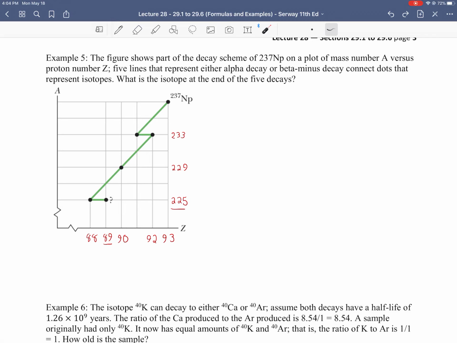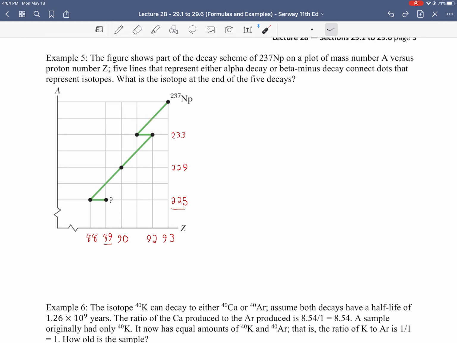Meanwhile, what's happening with the atomic number? Well, if you look on the periodic table, you can find out that Neptunium has 93 protons. When we do our first alpha decay, we go down 2 to 91. So this one right there is 91. Then, what does this represent, this dot to that dot? Well, that's got to be beta minus.